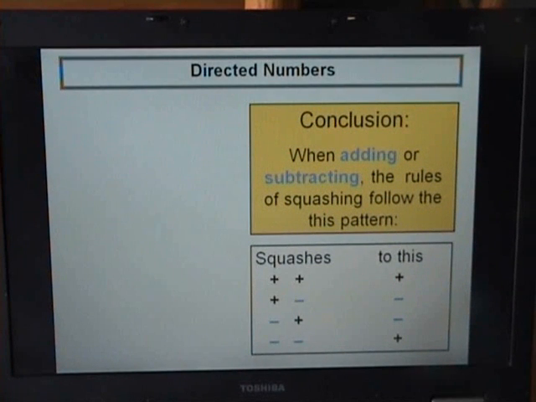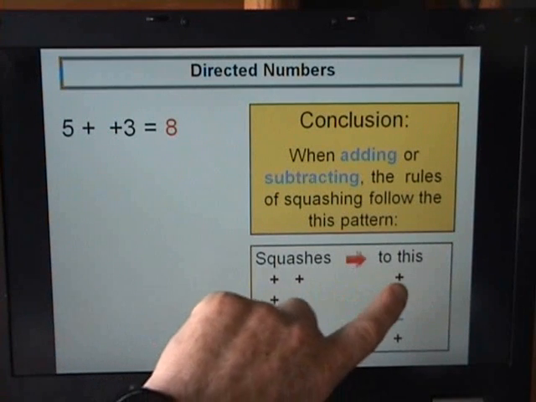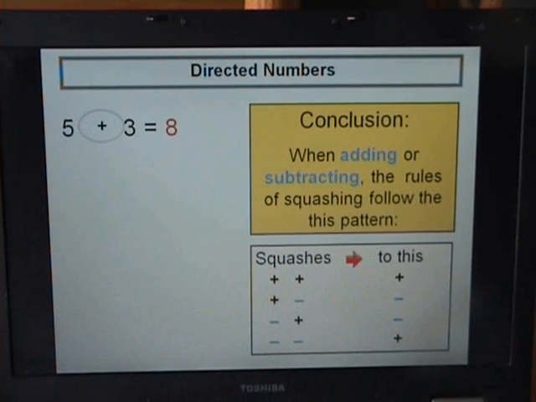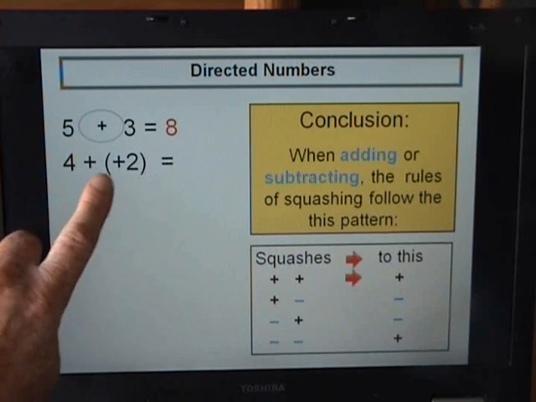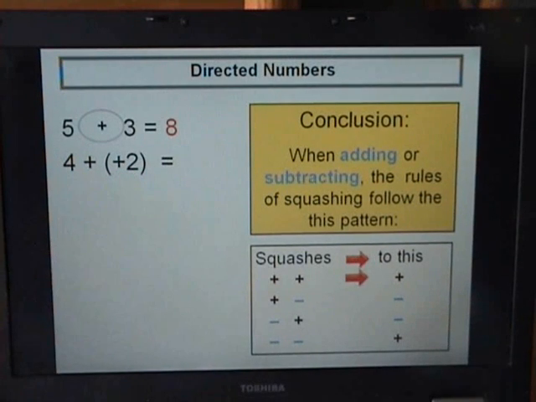Now there are 4 different types of squashing rules. First one, two positives next to each other. Over here, I can squash them together and get a positive. 5 plus 3 is 8. Use of the brackets doesn't interfere with the squashing rules. I've still got two positives next to each other. Squash them together. The answer is 6.